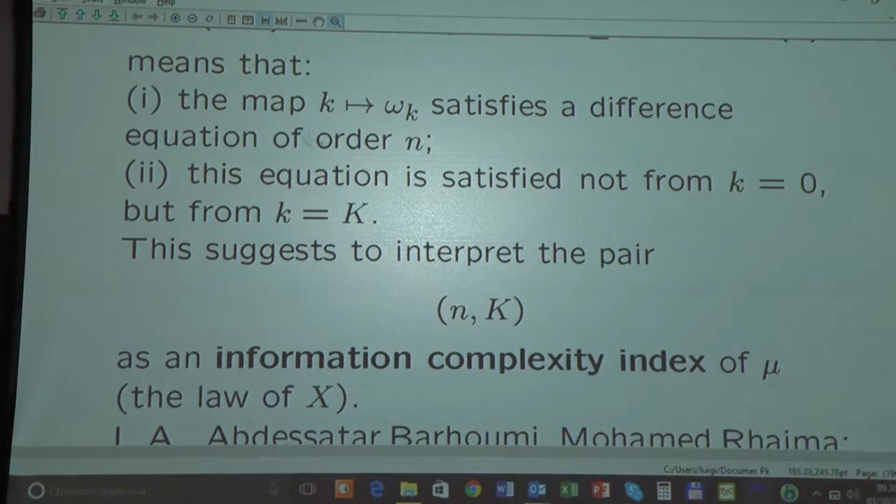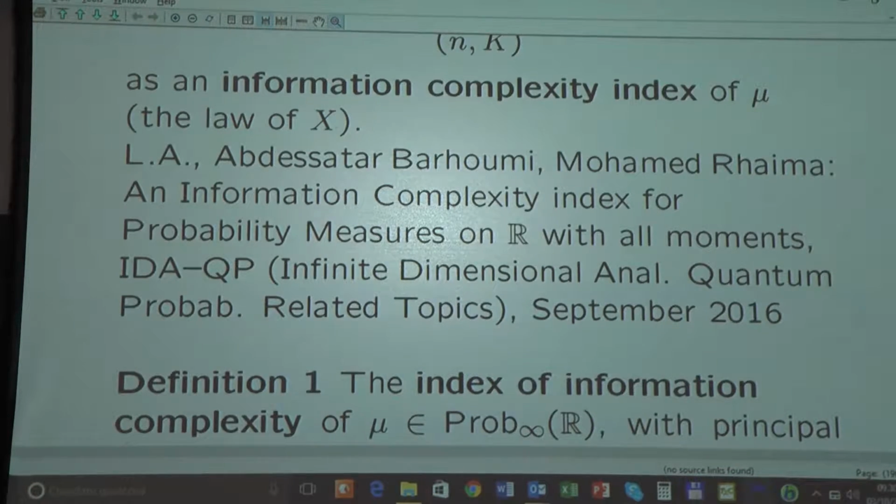n means that the principal Jacobi sequence satisfies a difference equation of order n. And k means it will satisfy this difference equation starting from k plus 1 on. Okay, now this is a complexity index.